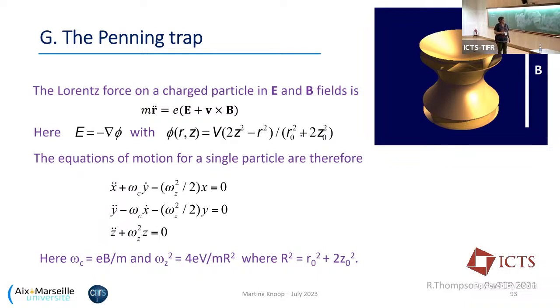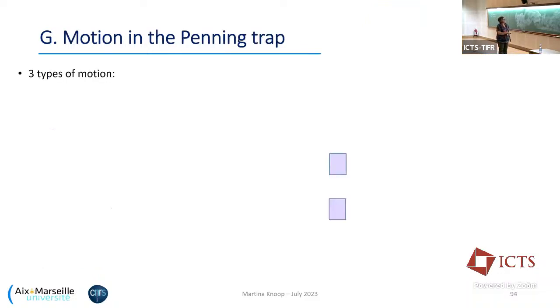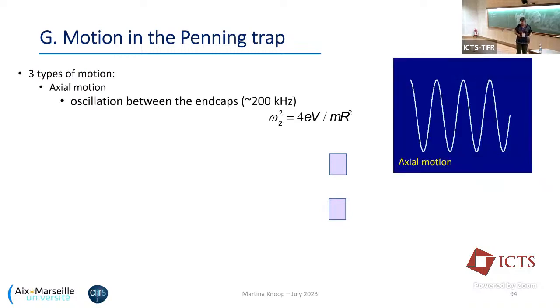And you have what we call the magnetron frequency, this other frequency, which depends on the voltage you put on that and the geometry of your trap, okay? So there are two frequencies, and maybe I have it on the next one. No, in fact, we have three types of motion, we'll go through that.